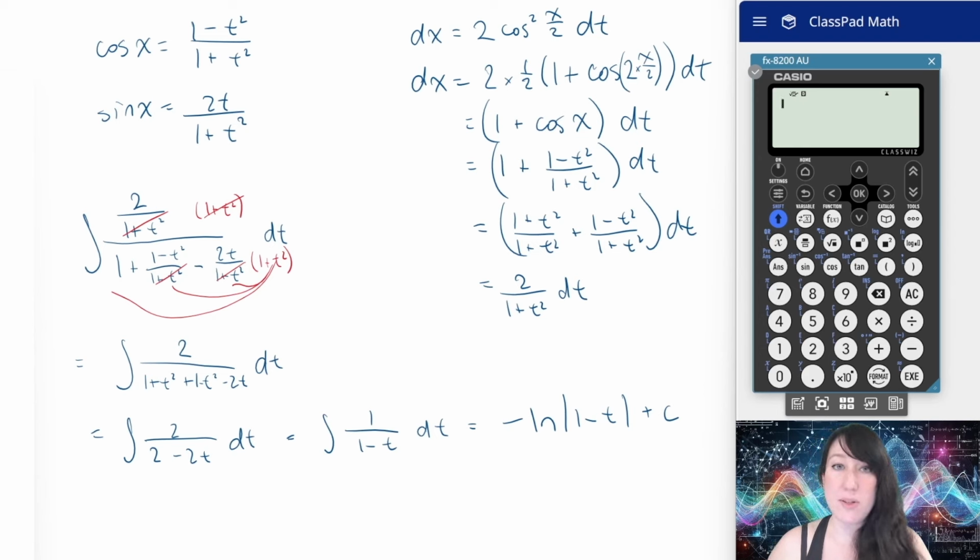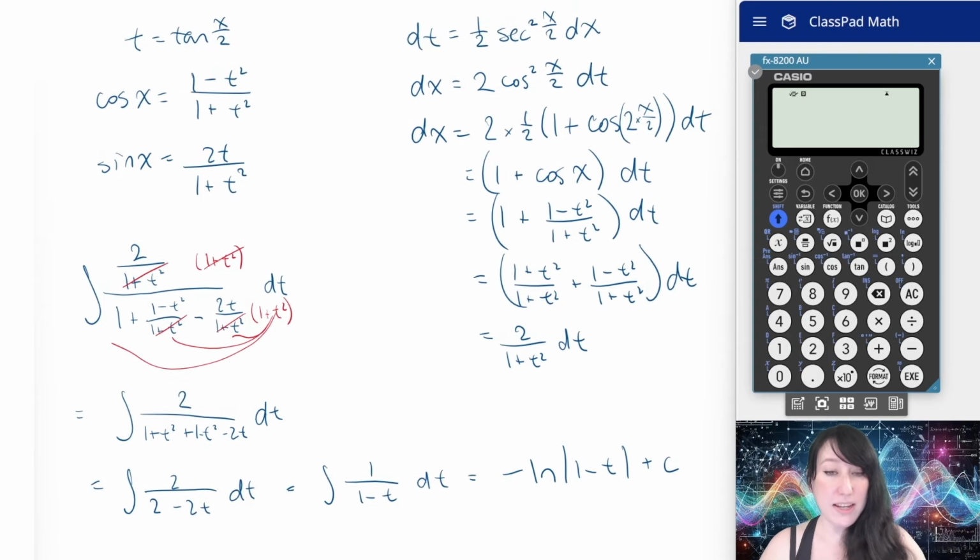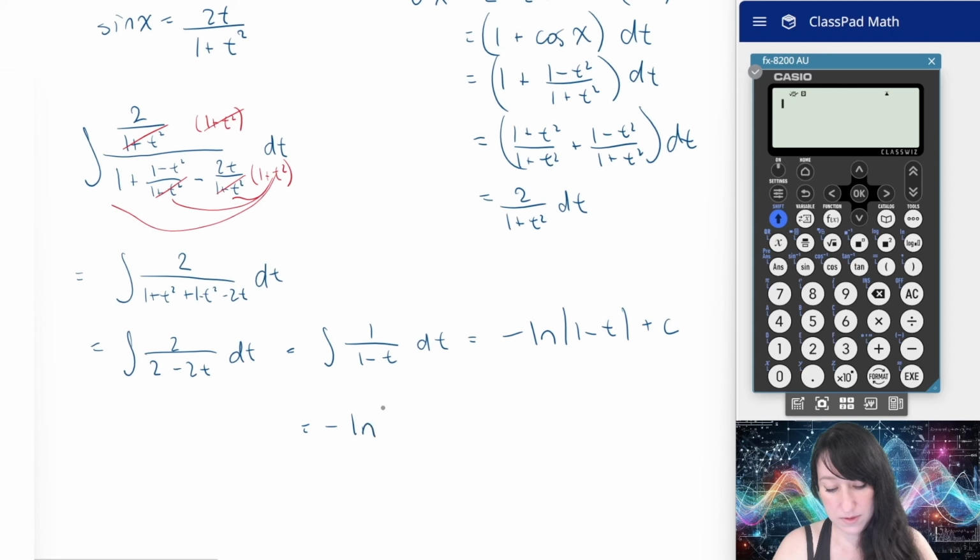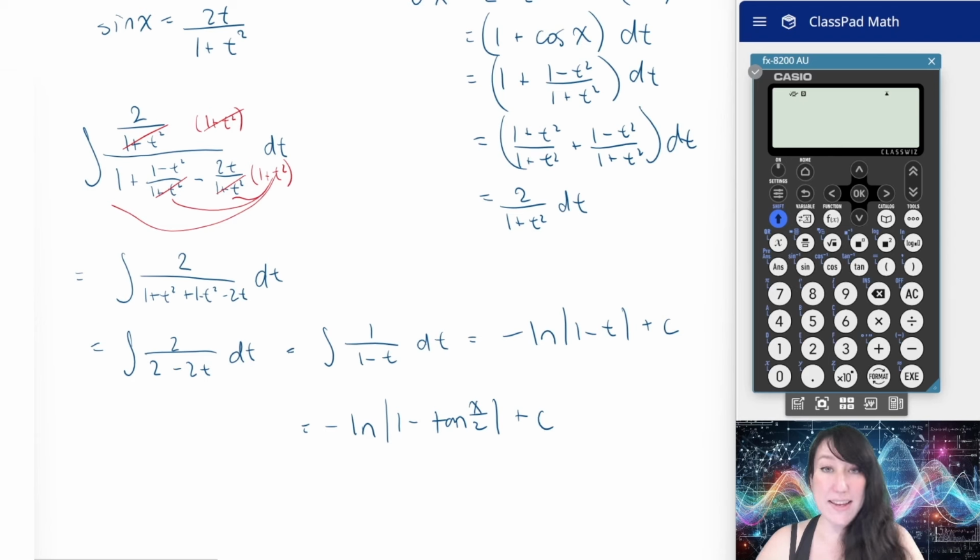Now we still need to substitute back in so that our answer is in terms of x. And t was tan of x over 2. So our answer is negative ln of the absolute value of 1 minus tan of x over 2 plus c.